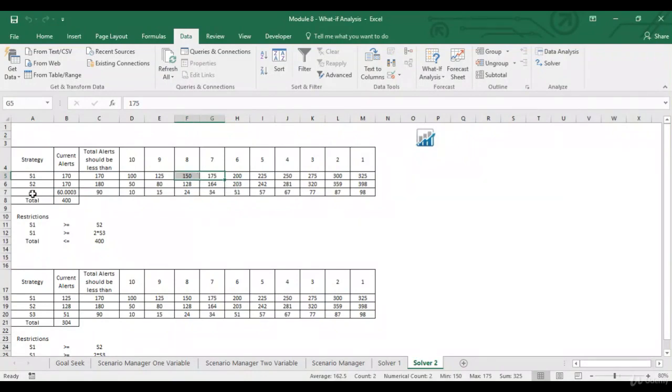For 170 for strategy 2, it would lie somewhere between 6 and 7. And for strategy 3, 60, it would lie somewhere between 4 and 5. So this is how the operations teams in the banks optimize their resources and choose the score thresholds accordingly.